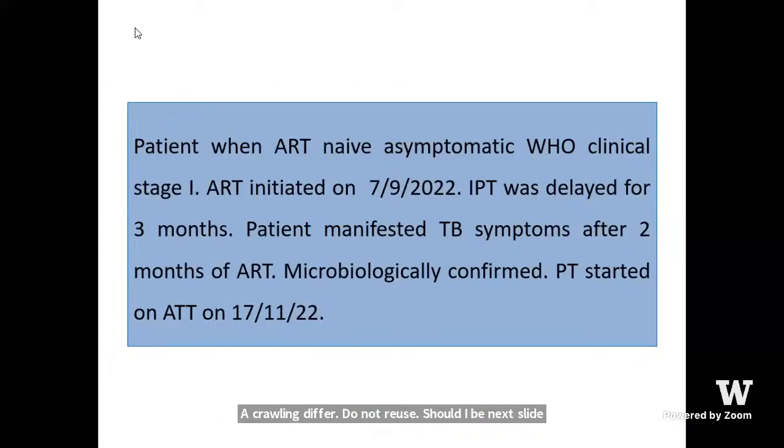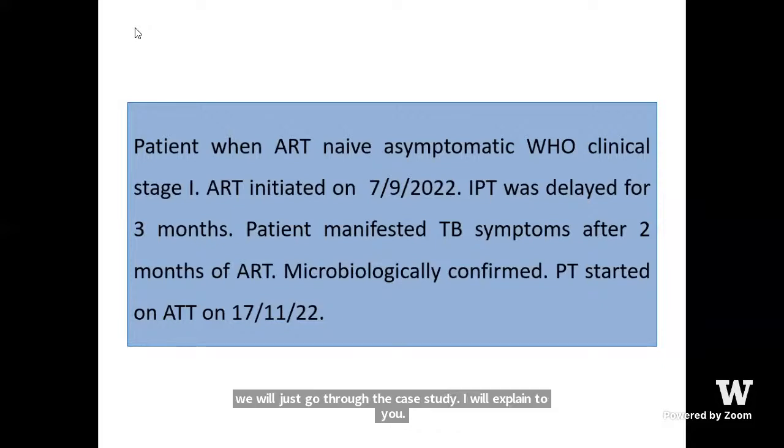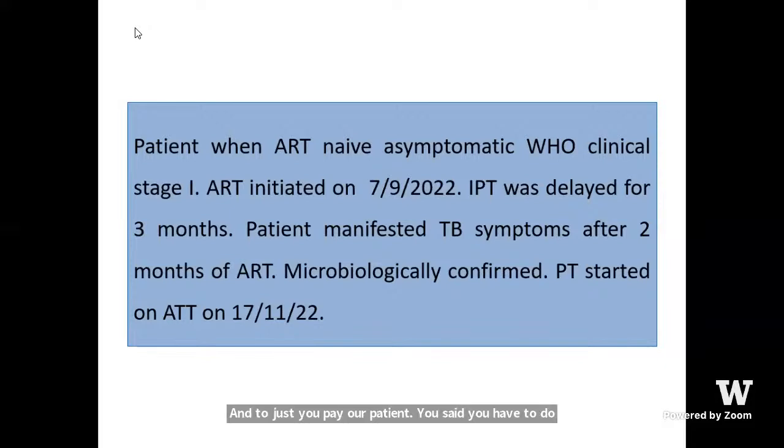So now we have come to a case study. This was taken last year. We will just go through the case study, and I will explain it to you. The patient is an ART naive patient, clinical stage 1, a young male who had come and didn't have any 4S symptoms. His CD4 was 236.